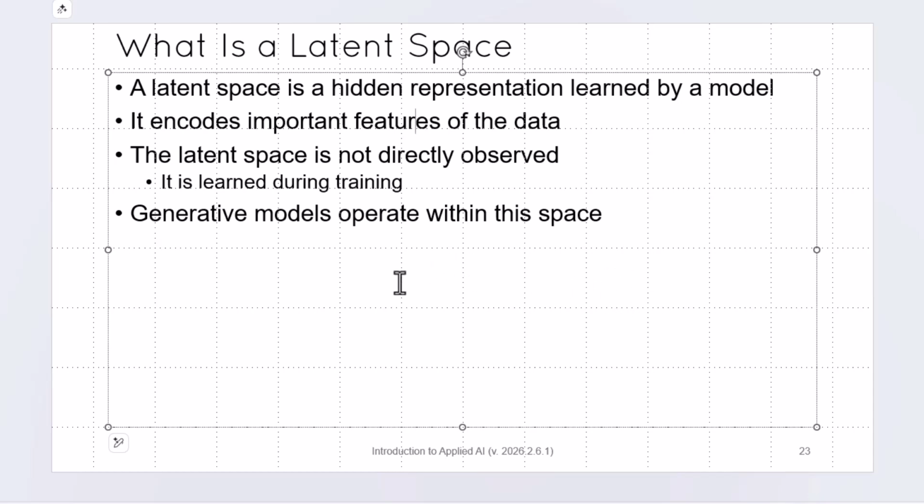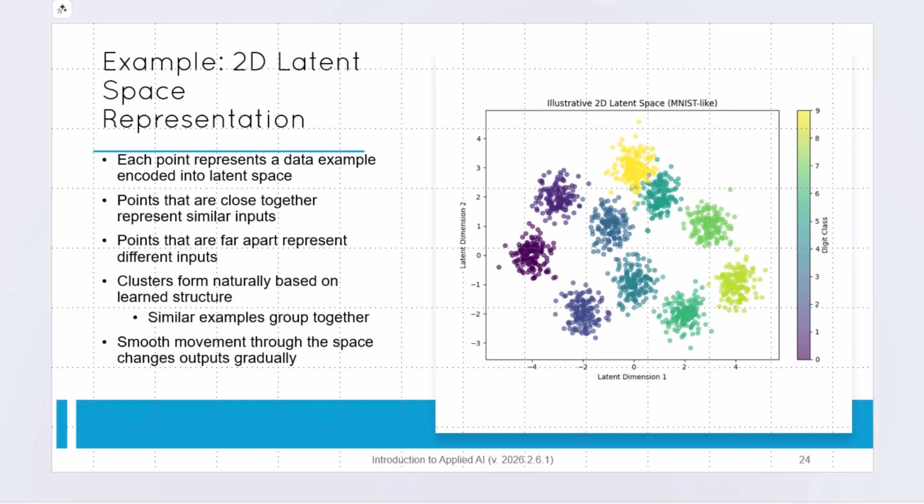It's kind of hard for us to visualize as humans, but it's different qualities of the data that are being stored in the memory of the model, or the storage of the model as it trains. So generative models operate within this space. So here's a little example. This is a 2D latent space representation visually. You have latent dimension 1 on one side, latent dimension 2 on the other. Now, what do these dimensions even mean? The model knows. It may not be something that we would look for or that we would describe succinctly as humans.